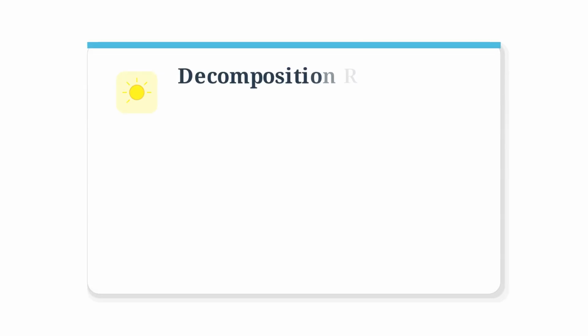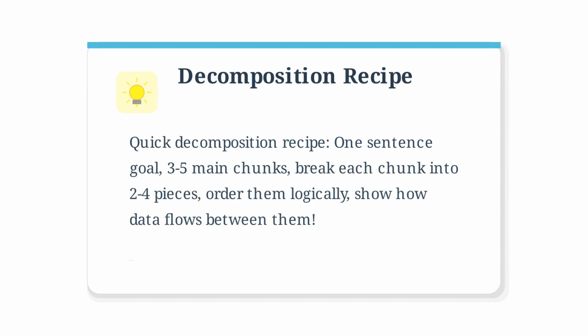Here's your quick decomposition recipe that works every time. Start with a 1-sentence goal. Break it into 3 to 5 main chunks. Break each chunk into 2 to 4 smaller pieces. Order them logically. And finally, show how data flows between them. This recipe never fails.